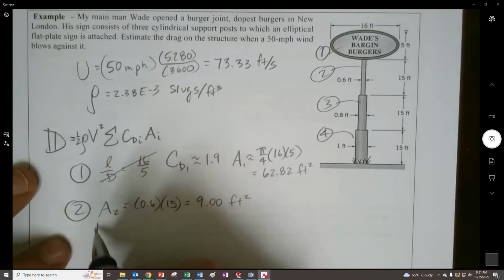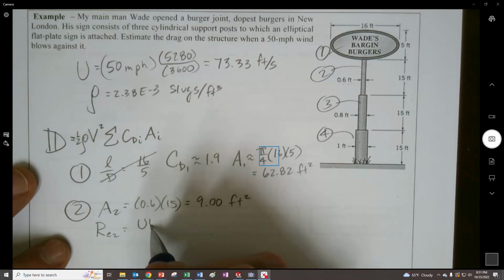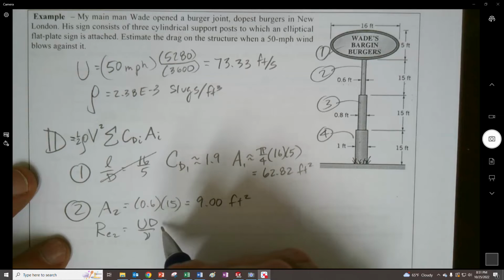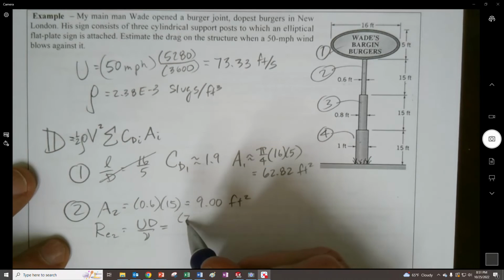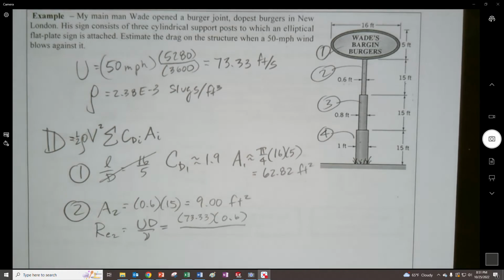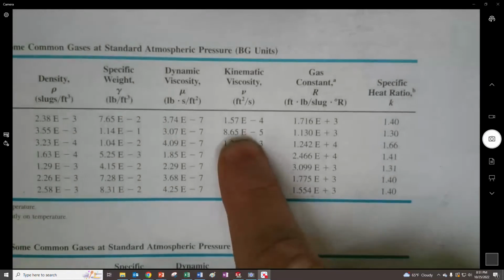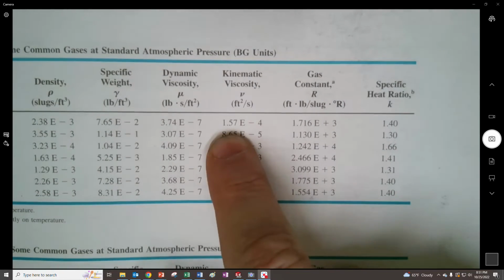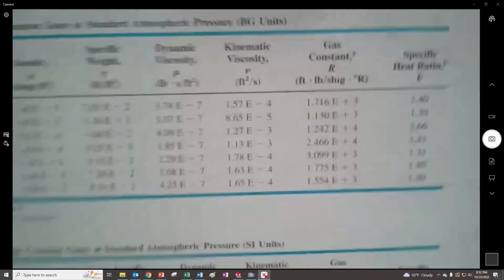And then we look up for the Reynolds number of this. We're going to have U times D over nu. Excuse me, that's a nu, not a mu. So that's 73.33. And the diameter is 0.6. And we're going to divide by this kinematic viscosity, which for air is 1.57 E minus 4.